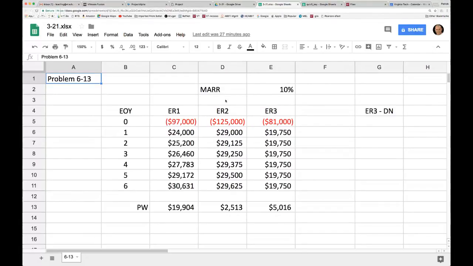Okay, here's our problem. And you can see for my version here, we have the MAR of 10%. Here are the cash flows. For ER1, we have a geometric gradient going on here of 5%. So each year of the 6 years, the gradient is 5%. That is, the cash flows are 5% larger than the previous year. ER2 is an arithmetic gradient. Each year's cash flows are $125 greater than the previous year.